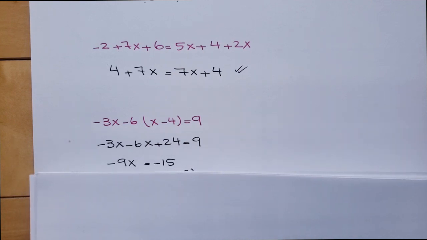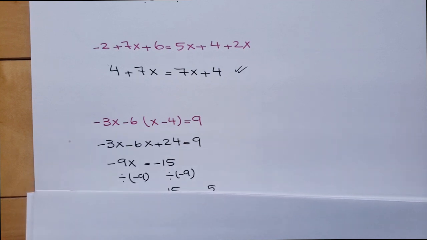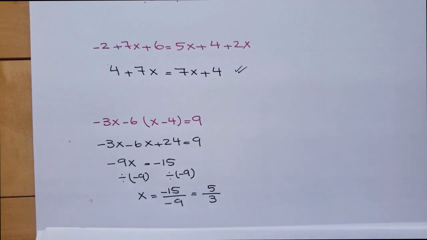Negative 9x equals negative 15. In order to isolate x, I divide both sides by negative 9. So the final answer would be negative 15 over negative 9. Or in other terms, you better report the most simple form of the answer. So x would be 5 over 3.